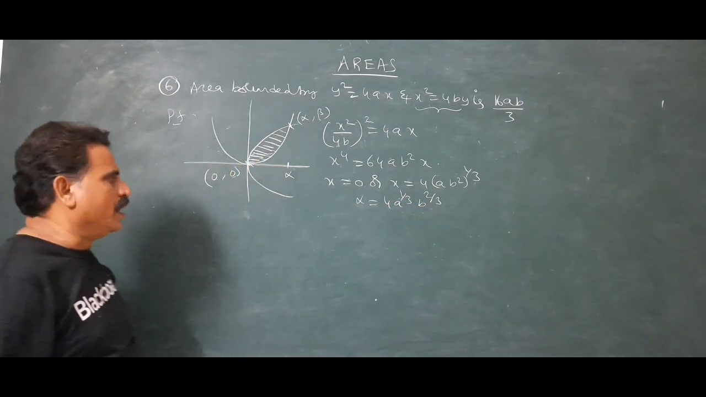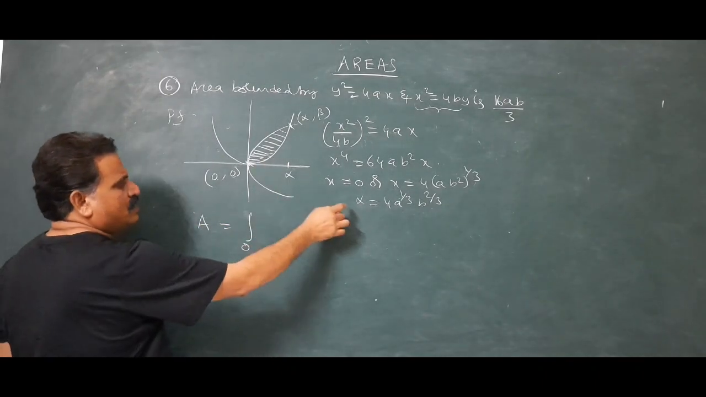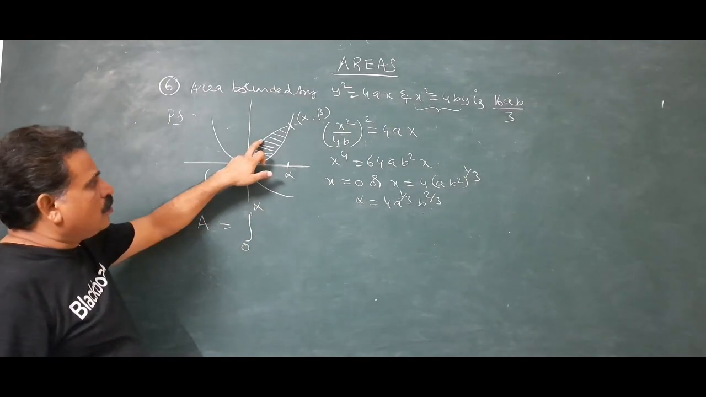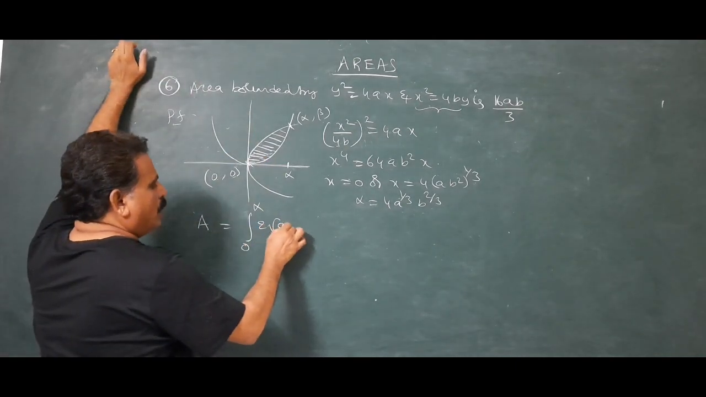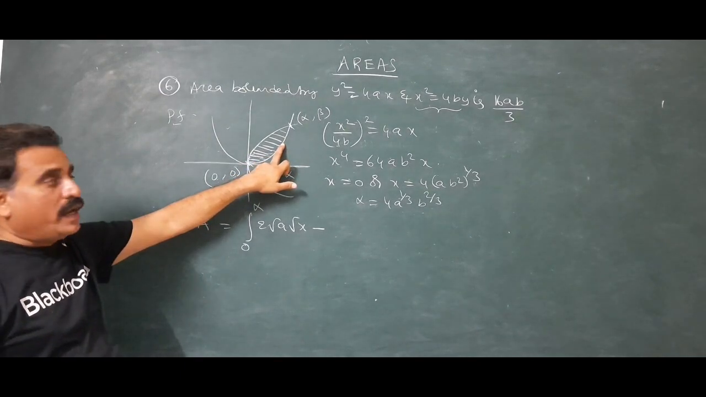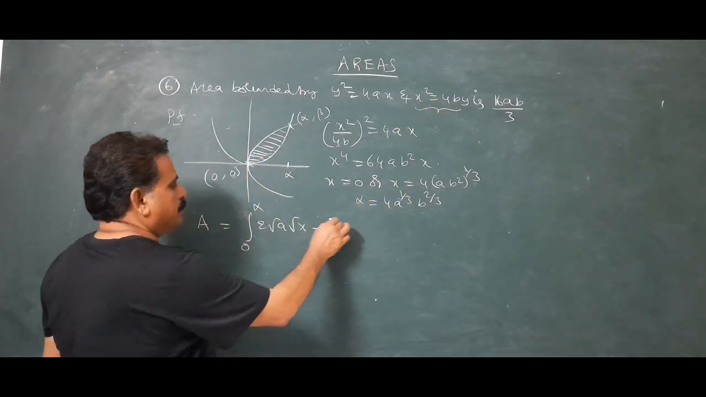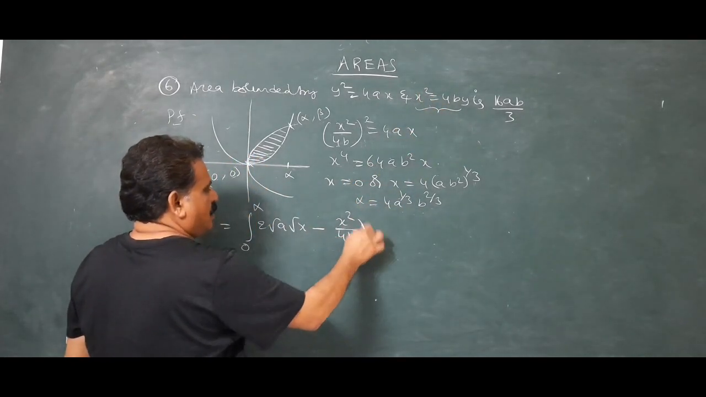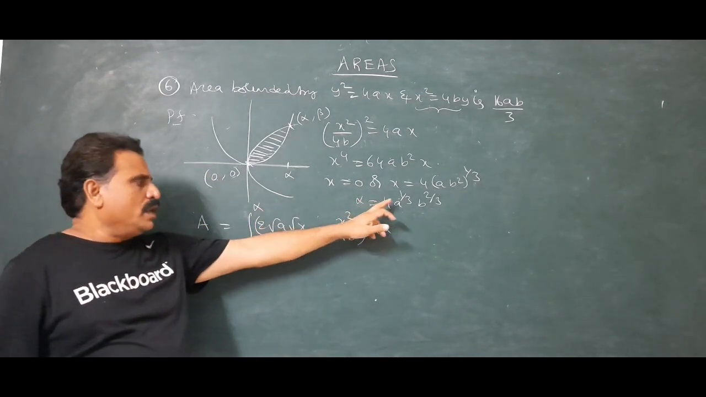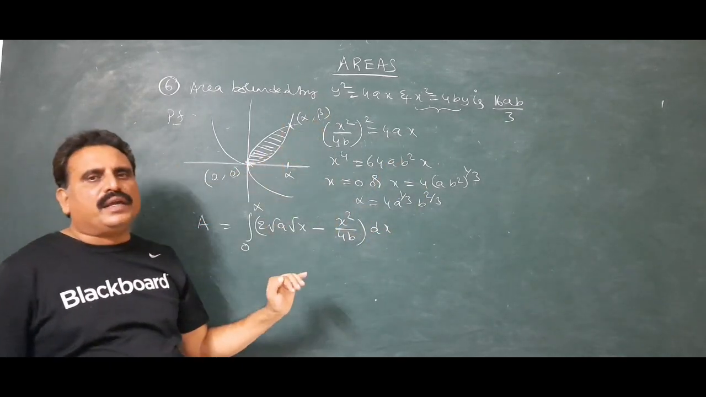Now we have to find the area of the required region from 0 to alpha. The up curve is y square equal to 4ax, that means y equal to 2 root a root x, minus the down curve x square equal to 4by, that means y equal to x square by 4b. After integration and simplifying, substitute the value of alpha, which is 4a to the power 1 by 3, b to the power 2 by 3. Simplifying, we get 16ab by 3.